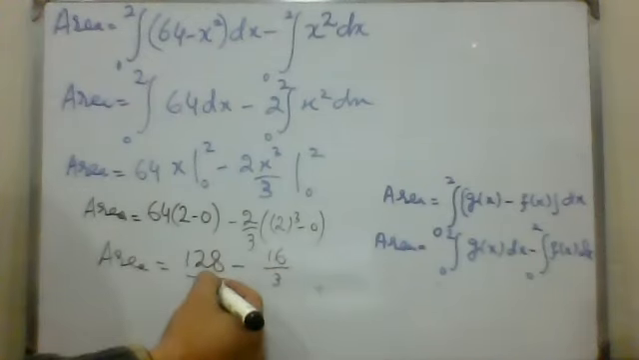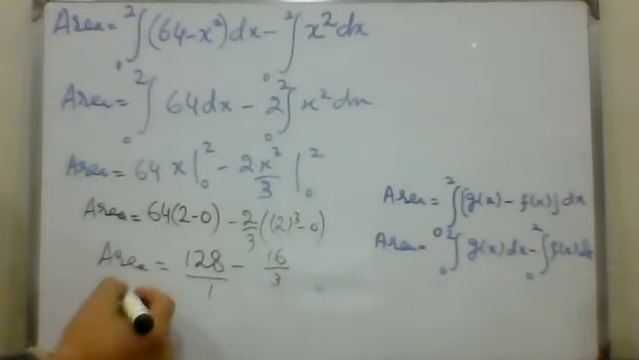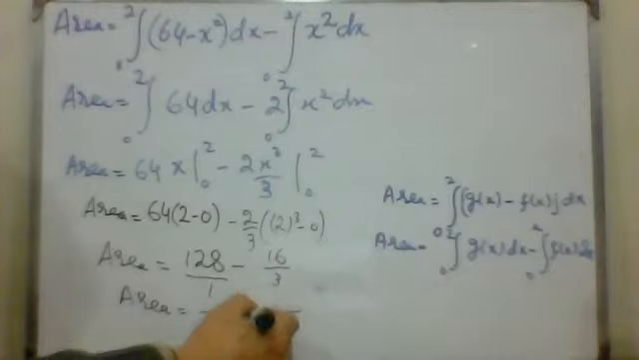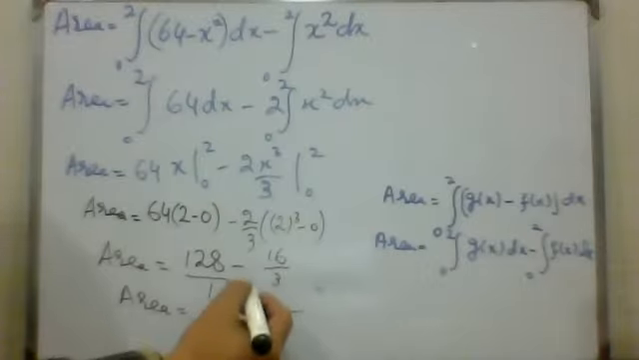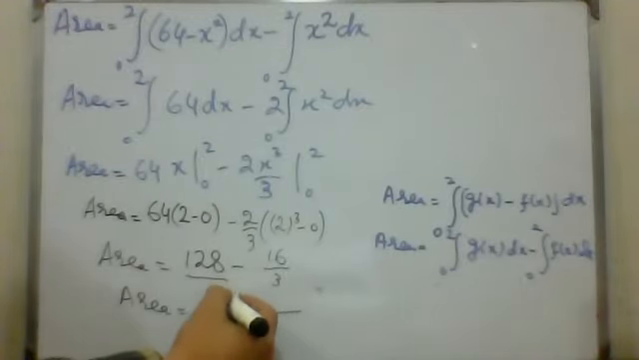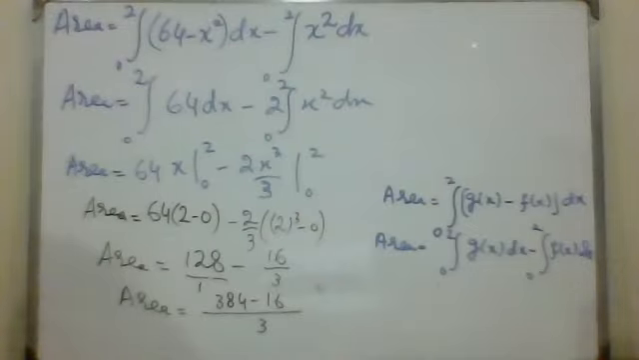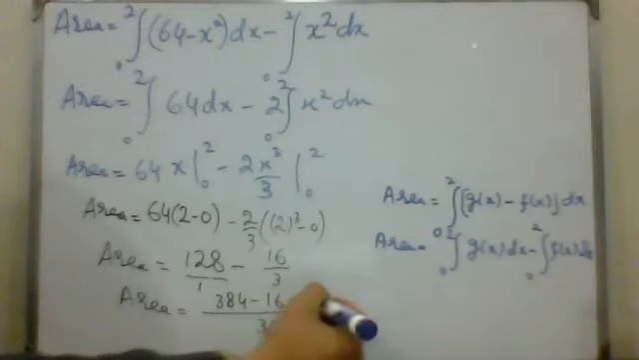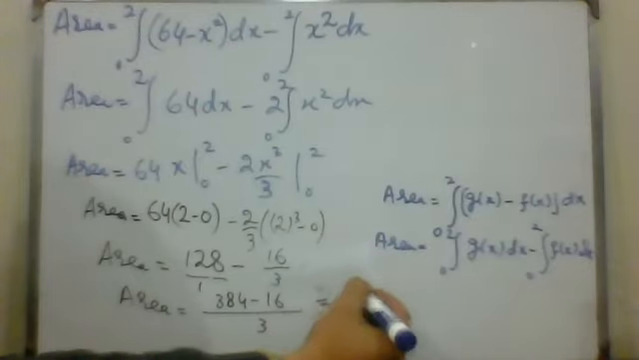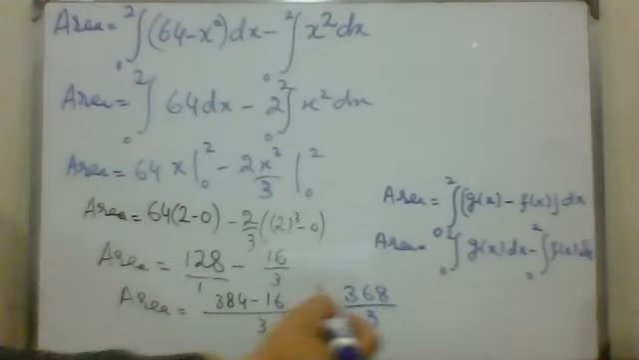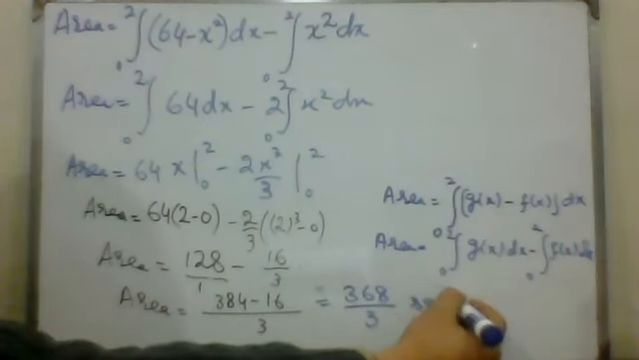Taking the LCM between them, we get area is equal to 3. 8 threes are 24, 2 carry, 3 twos are 6 and 8, 3 ones are 3, minus 16. Subtracting 384 minus 16, what do we get from here? 368. So 368 divided by 3 square units is our area.